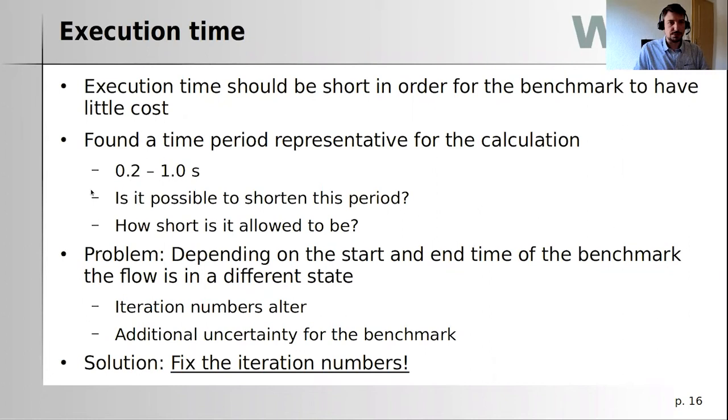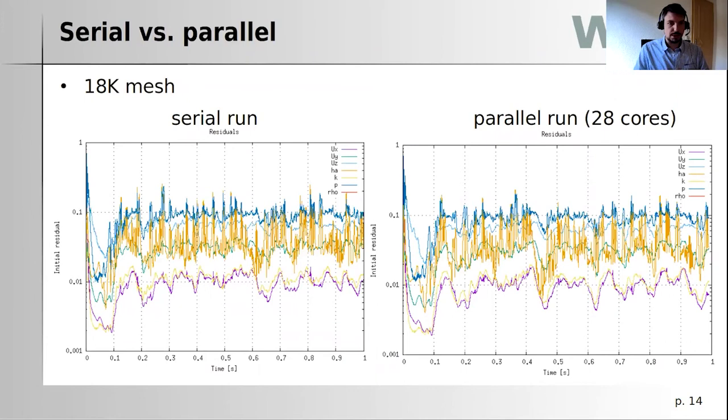The problem is that depending on the start and end time of the benchmark, the flow is in a different state, right? So the unsteady flow. What does it mean? The iteration numbers alter. If we take, let's say, from 0.2 to 0.3, we start with very low iteration numbers. And if we take the period from 0.5 until 0.6, we have somewhat high iteration numbers.